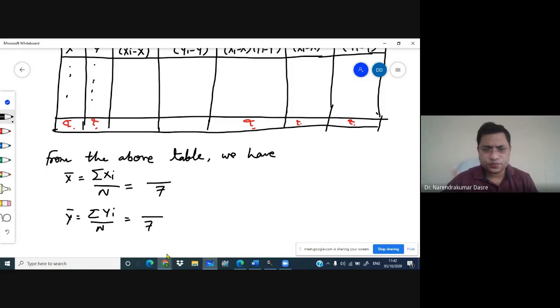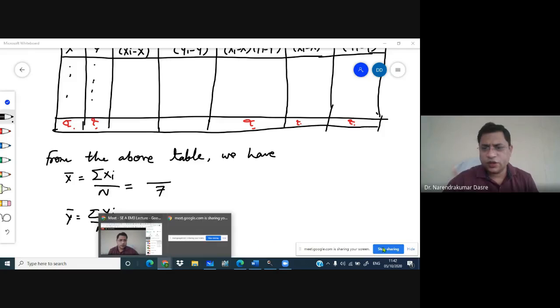So what do you get? What is the value of summation x and summation y? I hope you are making the table. I want you to get the value of summation x and summation y.